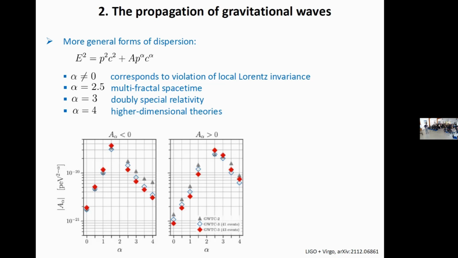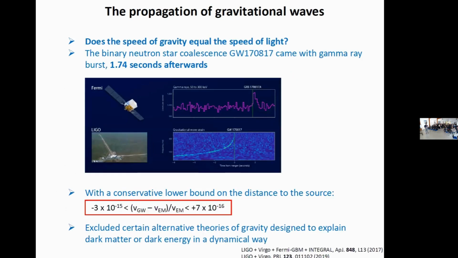So the size of the GR violation, typically for different values of alpha, is constrained to be in the order of 10 to the minus 20 pico electron volts to the power 2 minus alpha. So very strong constraints. Now, also related to the propagation of gravitational waves, this is a multi-messenger workshop, so of course I have to have a connection with electromagnetism. One can ask, does the speed of gravity equal the speed of light?